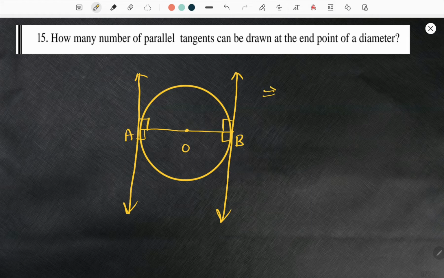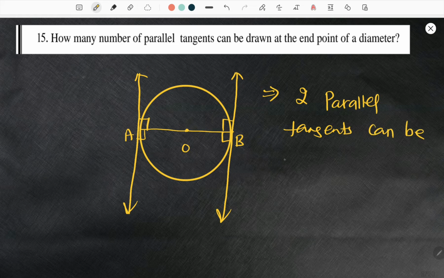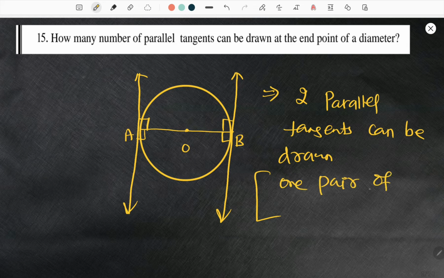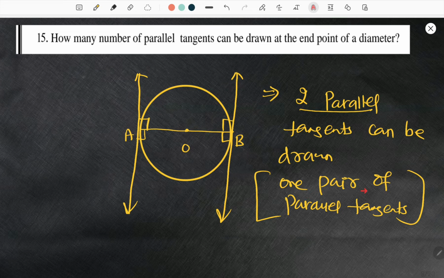So what is the answer for this? Two parallel tangents, or one pair you can write. Not two pairs: one pair, or two parallel tangents. Two parallel tangents can be drawn. Or you can just write one pair of parallel tangents. Two should not mean two pairs. This two is in number, but this is one pair.